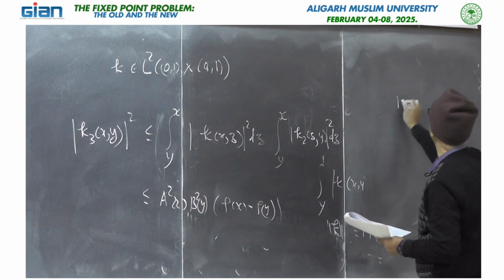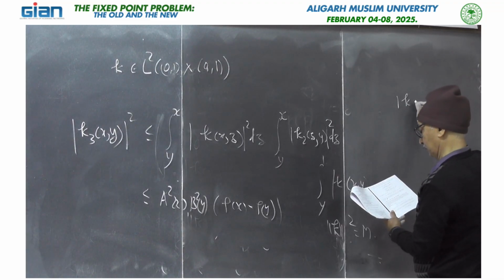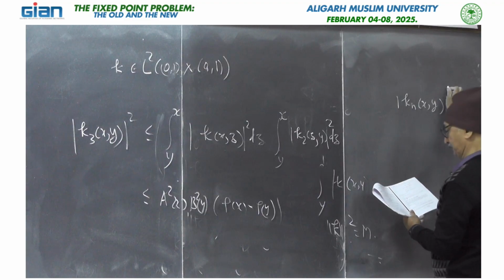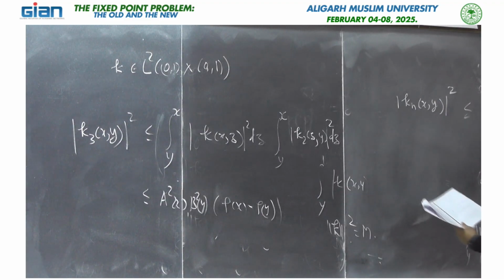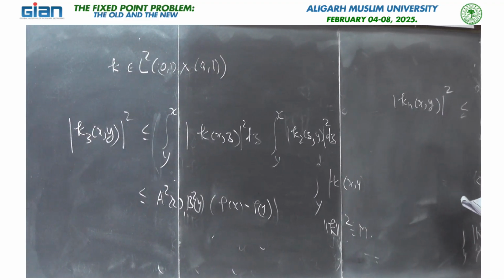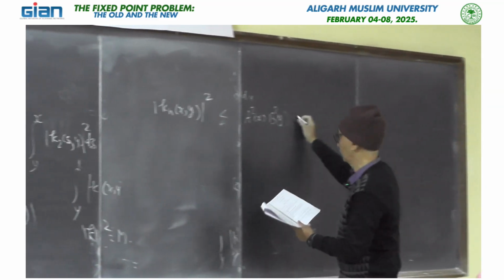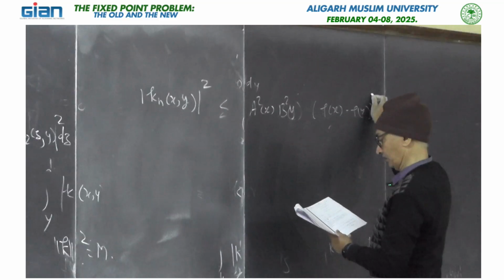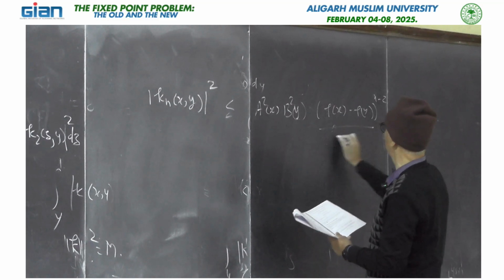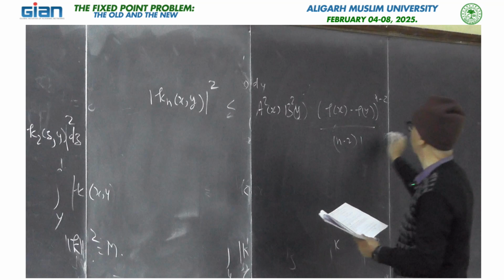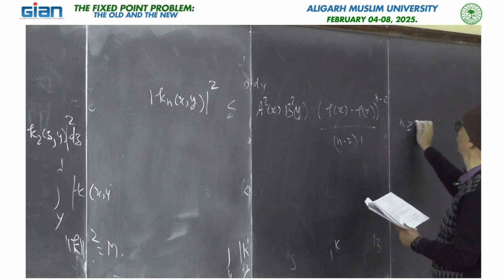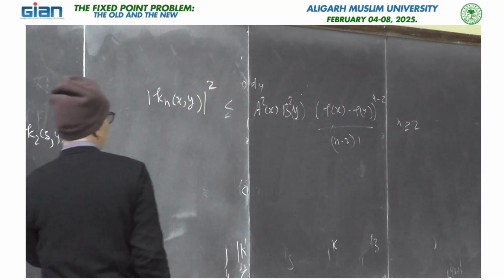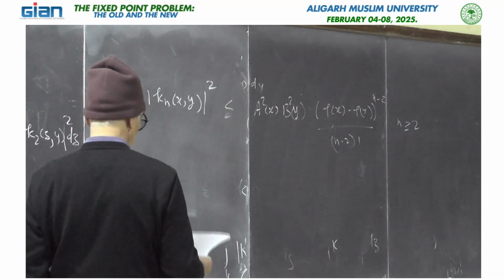So for general Kn, we want to show this: a square x b square y, and rho of x minus rho of y to the power n minus 2 over n minus 2 factorial, for n greater than or equal to 2. The first few I have already shown, so assume this, and then go to Kn plus 1.